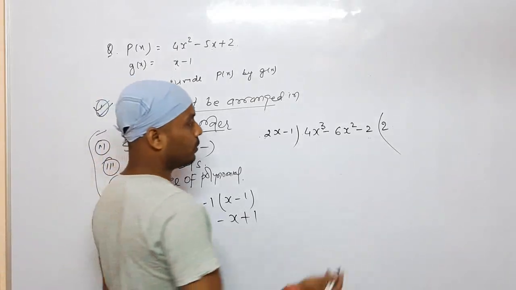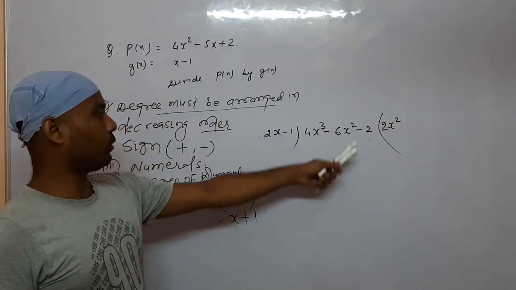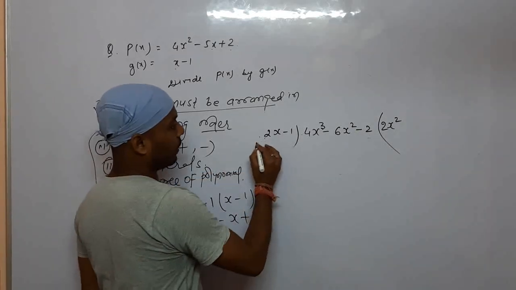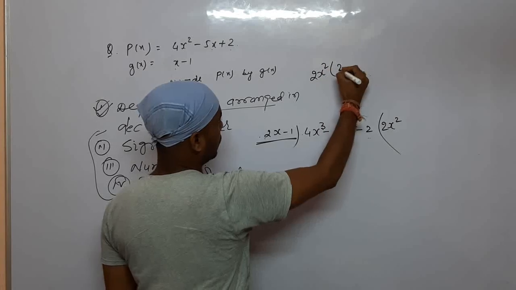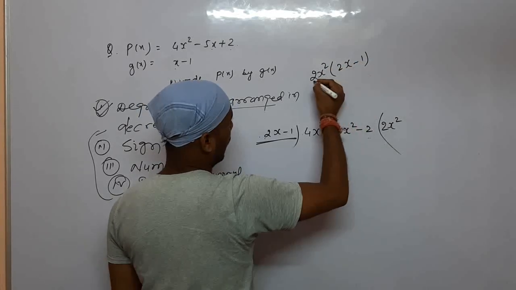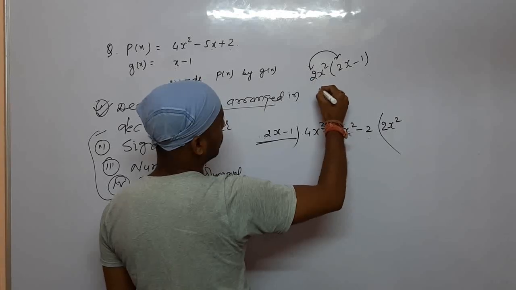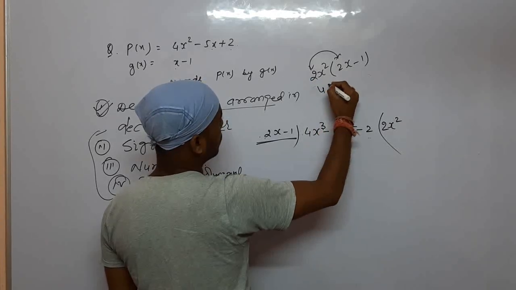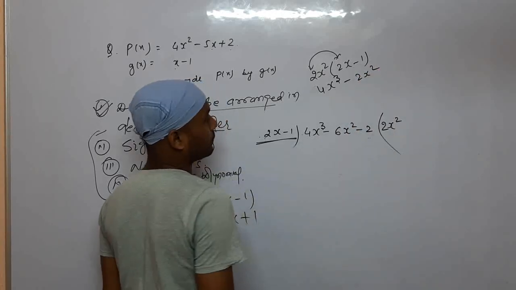The degree 2, since 2 plus 1 is 3, so 2x square. Whatever value 2x square you get there, just multiply it. 2x square into 2x minus 1. After multiplying the value you will get 4x cube minus 2x square. Okay.